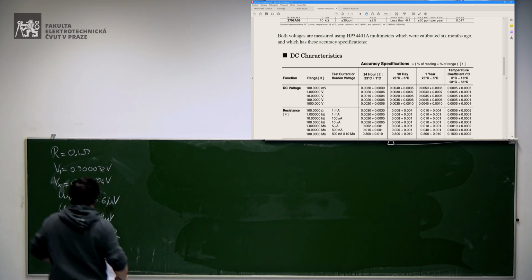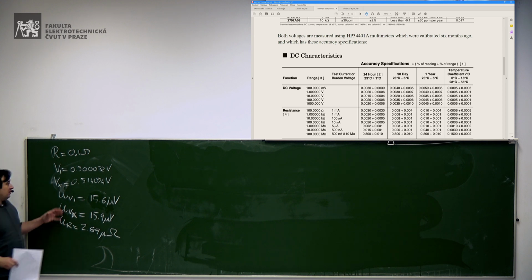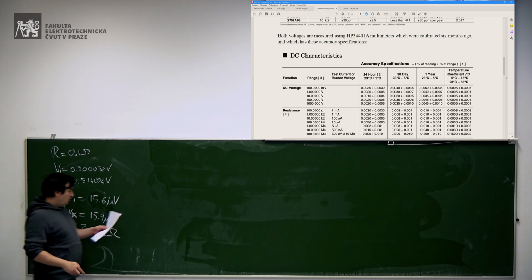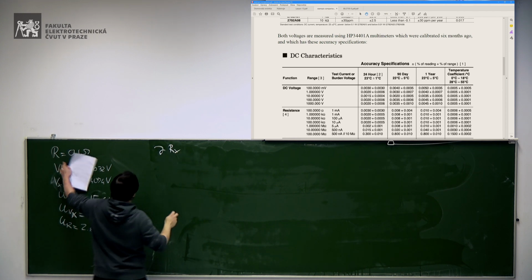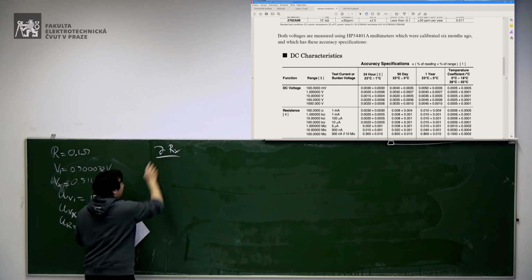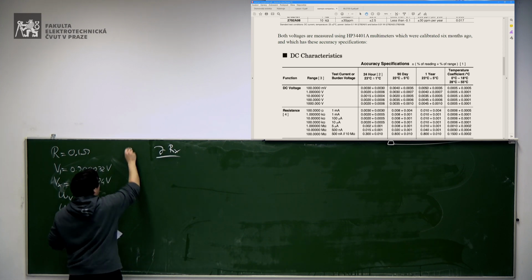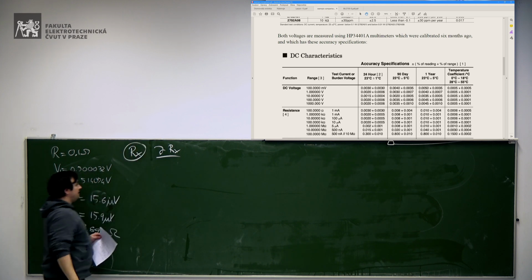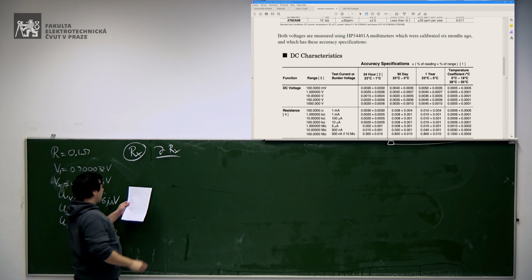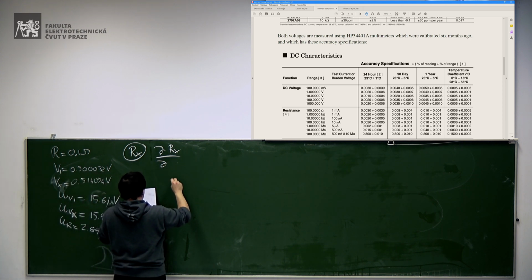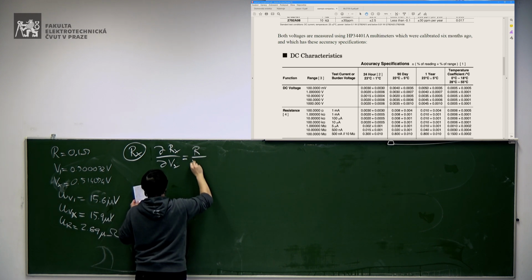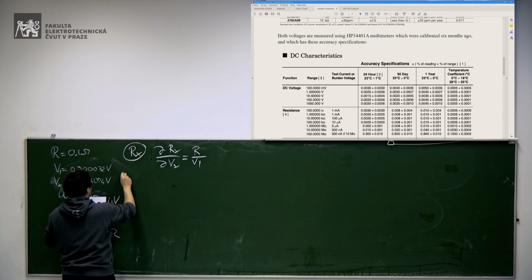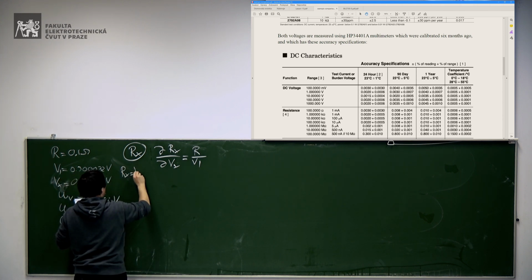How to combine these 3 values of uncertainty to find out the uncertainty of the resistance? Well, we have to calculate the derivative of the resistance Rx. So now we want to calculate the uncertainty of the resistance Rx. We take the derivative of Rx with respect to Vx, and it is R divided by V1, because the equation to consider is Rx equal to Vx divided by V1 times R.